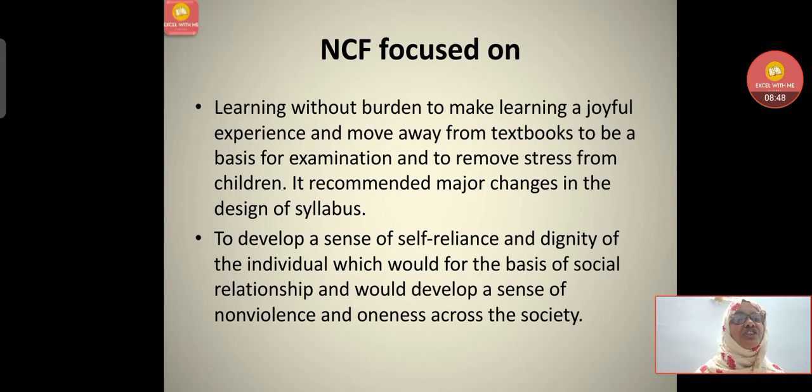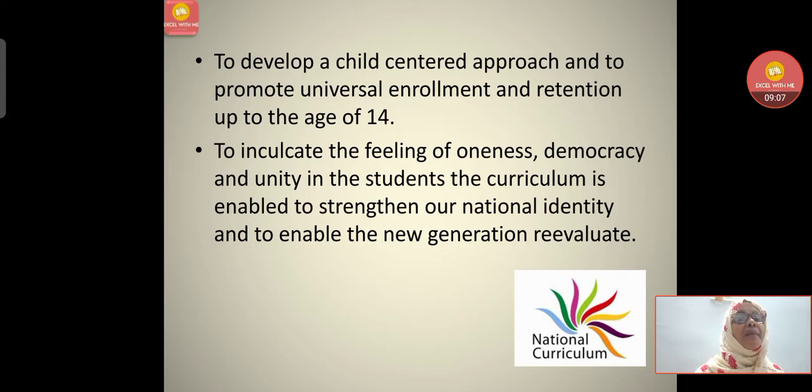It recommended major changes in the design of the syllabus. Then to develop a sense of self-reliance, a dignity of the individual, which would form the basis of social relationships and would develop a sense of non-violence and oneness across the society, which is very important. Then to develop a child-centered approach and to promote universal enrollment and retention up to the age of 14 years. Then to inculcate the feeling of oneness, democracy and unity in the students. The curriculum is enabled to strengthen our national identity and to enable the new generation to re-evaluate.